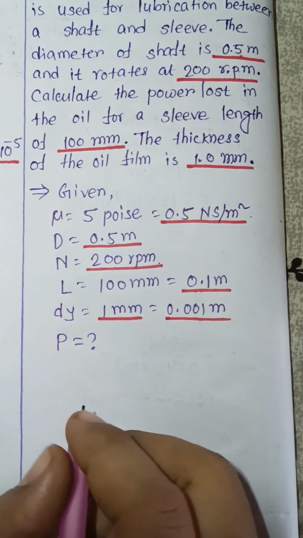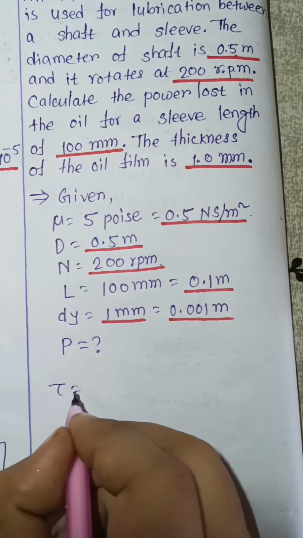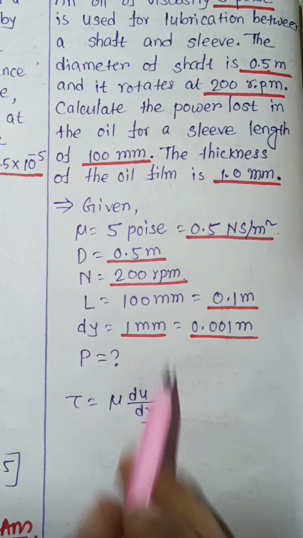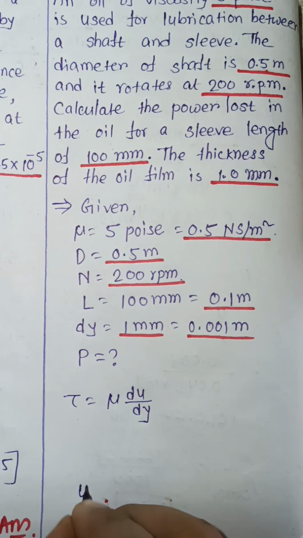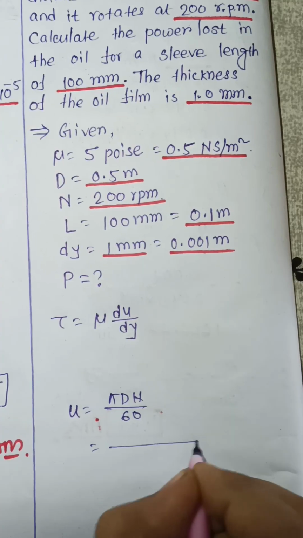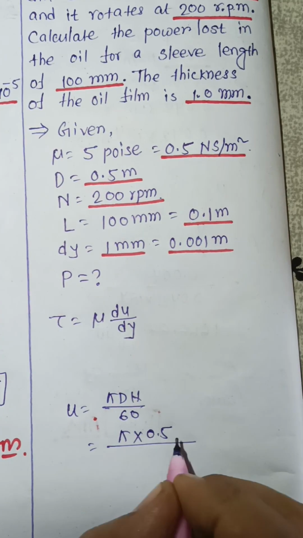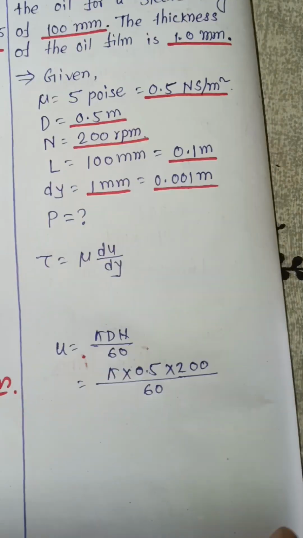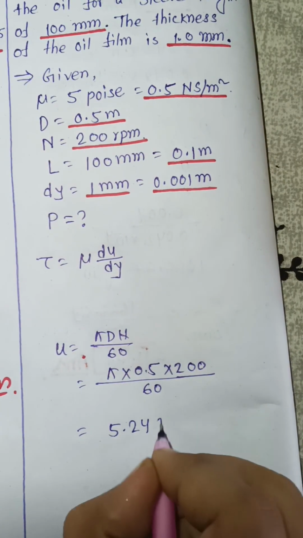Okay. So if you want to calculate shear stress, tau is equal to mu into du by dy. So here mu is given, dy is given. So you have to calculate the value of u. So u, we know that u is equal to pi d n by 60. So pi into d, what is the value of d? That is 0.5, into n, that is 200 rpm, so 200 divided by 60. So if you calculate, this value will be 5.24 meter per second.